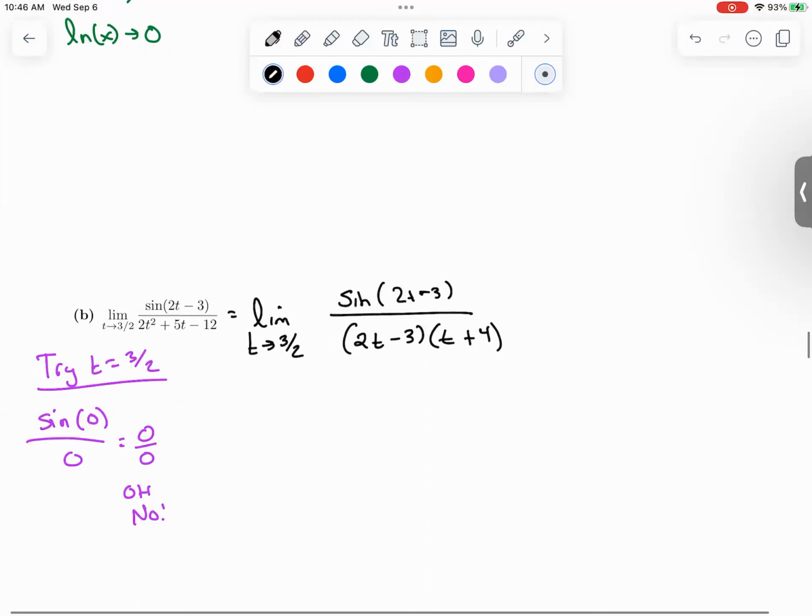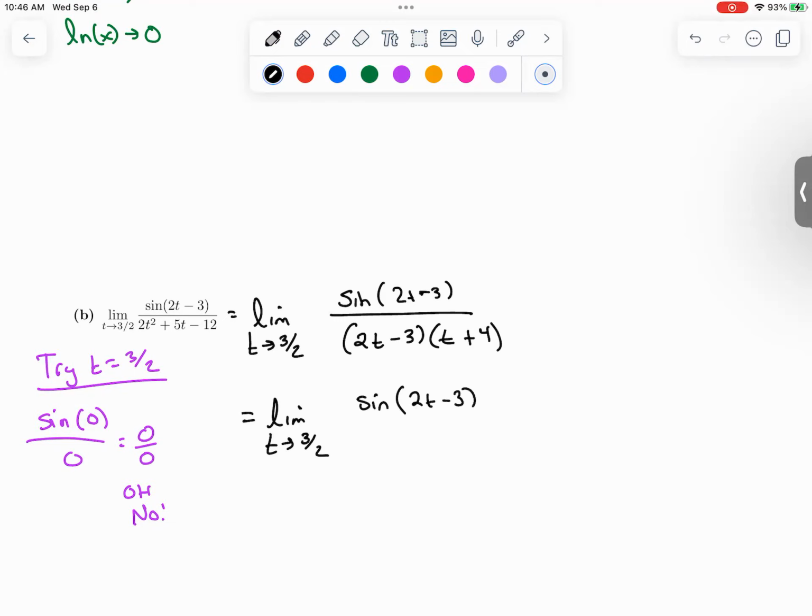So in particular, I'm just going to rewrite this. You can skip this step if you want, but I'm going to rewrite this as the limit as t approaches 3/2 of sine of 2t minus 3 all over 2t minus 3 times 1 over t plus 4. As t approaches 3/2, this function that is both inside sine and in the denominator goes to 0. So that part of the limit will just go to 1 by the theorem above. This goes to 1.